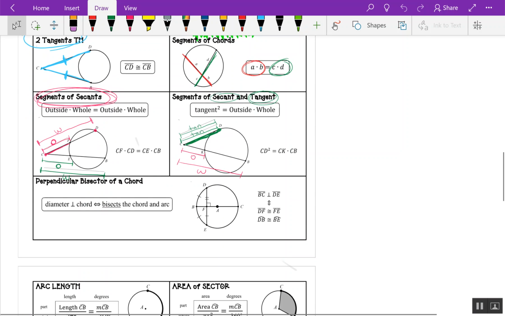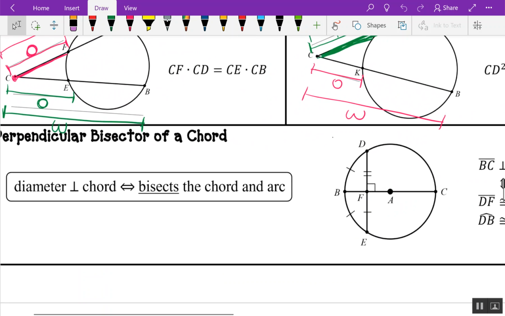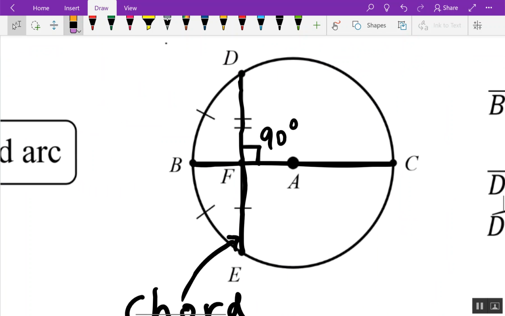The perpendicular bisector of a chord. So DE is a chord. This diameter is serving as a perpendicular bisector because of this 90 degrees. Follow? Every time you have a 90 degree angle, by the way, when this happens, it splits this chord into two congruent pieces.